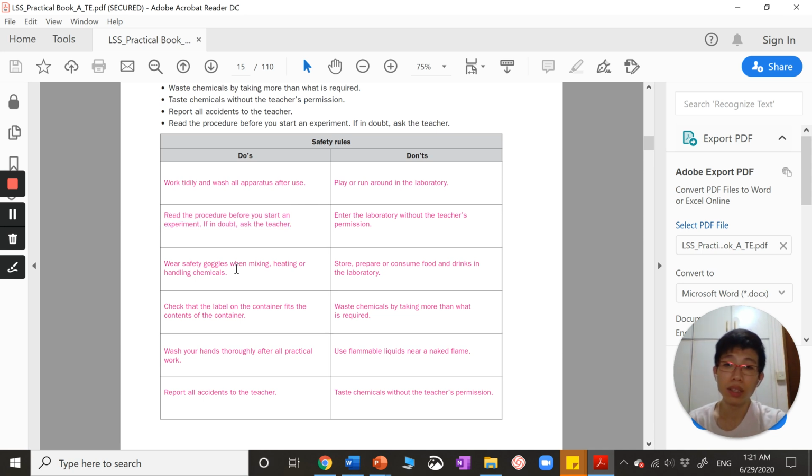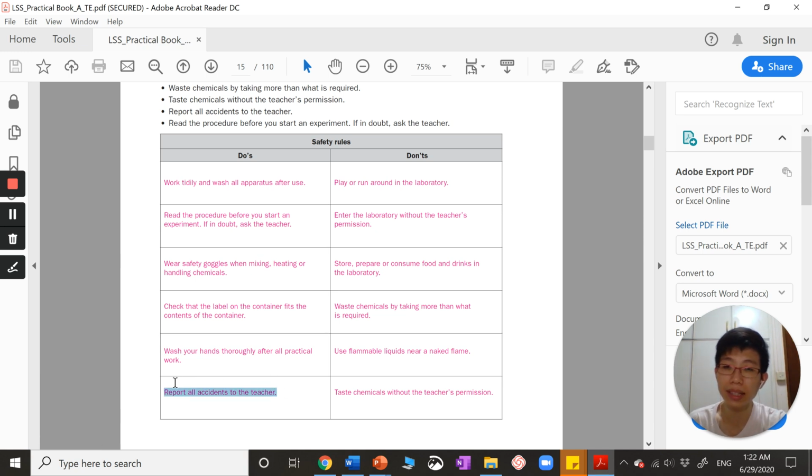Wear safety goggles. This one is quite straightforward. I don't need to explain further why we need to wear safety goggles. And check the labels on the container to make sure they fit the content of the container. Just check for the hazard symbol, and check whether you got the right chemicals or not. Wash your hands thoroughly after all practical work. This one is definitely important, especially now during this COVID season. And lastly, report all accidents to the teacher.